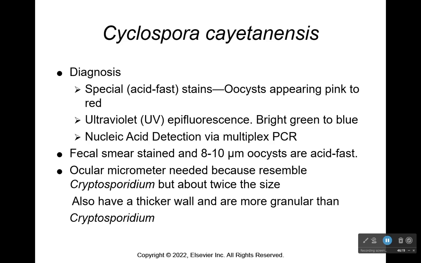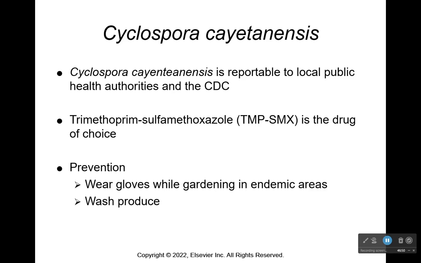There are stains that detect this. There's ultraviolet fluorescence, nucleic acid detection. This one looks a lot like the Cryptosporidium, the cryptosporidiosis, but they're 2 times larger. So this is where I told y'all the micrometer is very, very important if you're in a lab that identifies these, because it's going to look the same, but you would have to measure and find out the size for these.